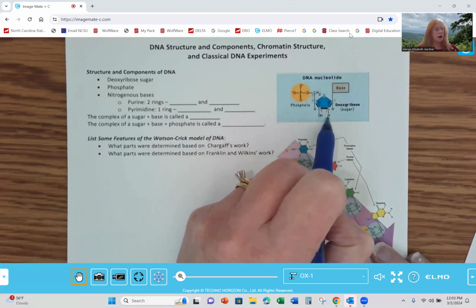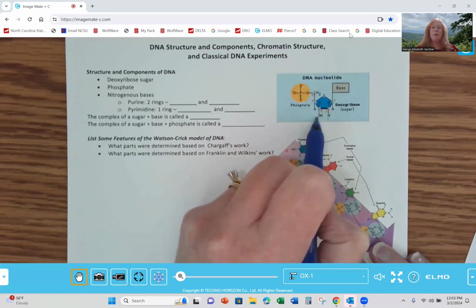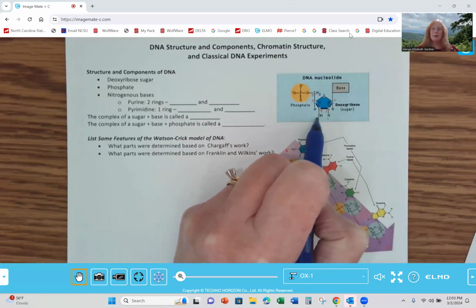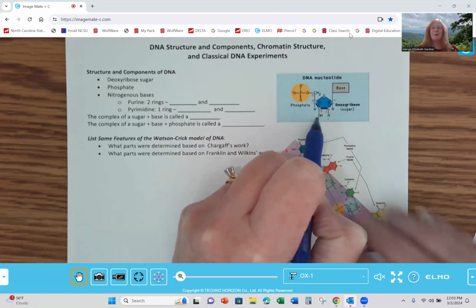The 2' carbon is the one that differs between DNA and RNA, since ribose has the hydroxyl group here. And the 3' carbon with this hydroxyl group on it is where the next nucleotide will be added when we talk about DNA replication later in the semester.